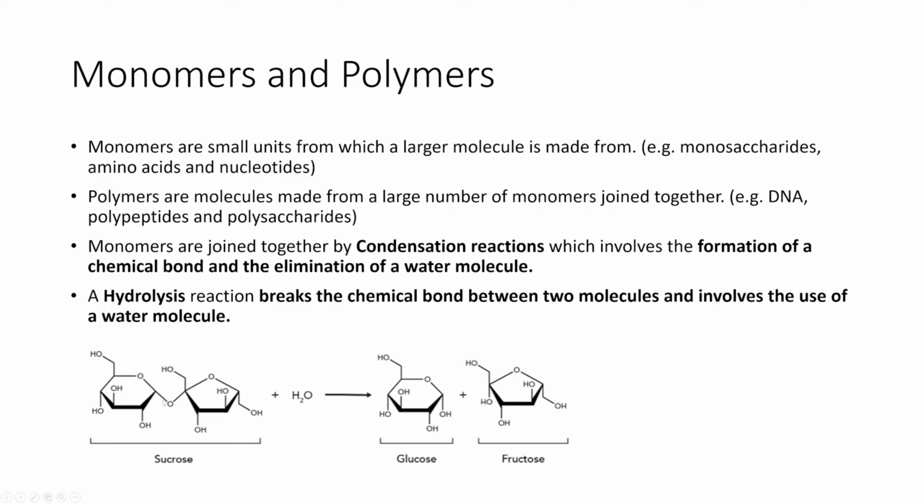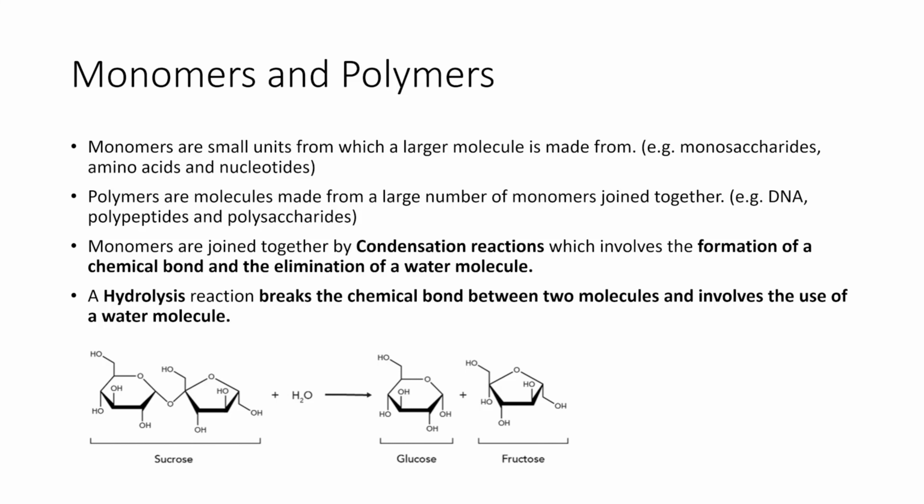Now, this water molecule is going to break that bond and put it back into its monomers. That's pretty much how a hydrolysis reaction works. Now, a condensation reaction is just the opposite. The OH group and the H group are going to form a water molecule, which is hence why it's plus water molecule, and it's going to make a disaccharide. Okay, now that's the basics.